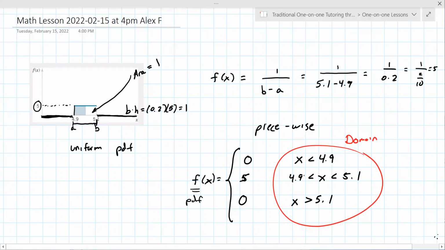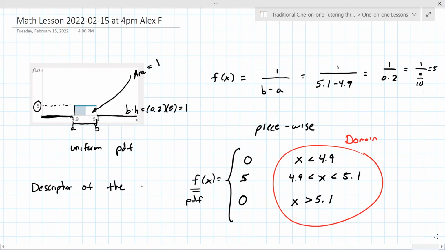If you're between 4.9 and 5.1, it's this line of 5. I'm trying to think how that... Okay, so if we're less than 4.9, it's 0. Now if we're between 4.9 and 5.1, you said 5. Everything on the right here is a description of the graph.